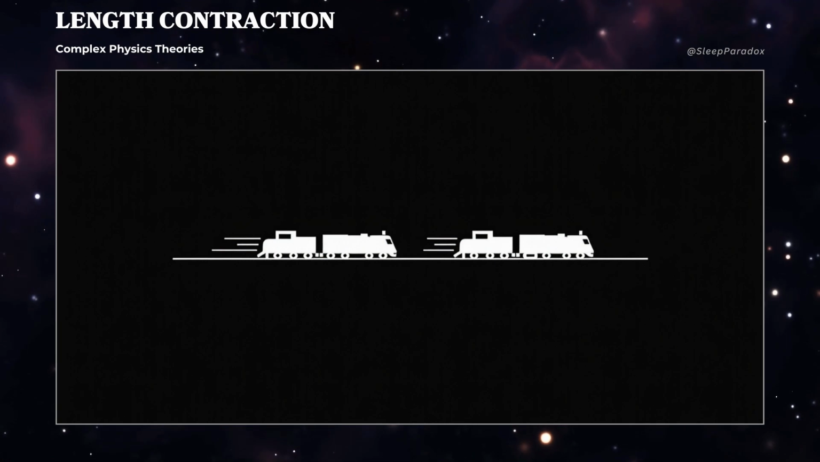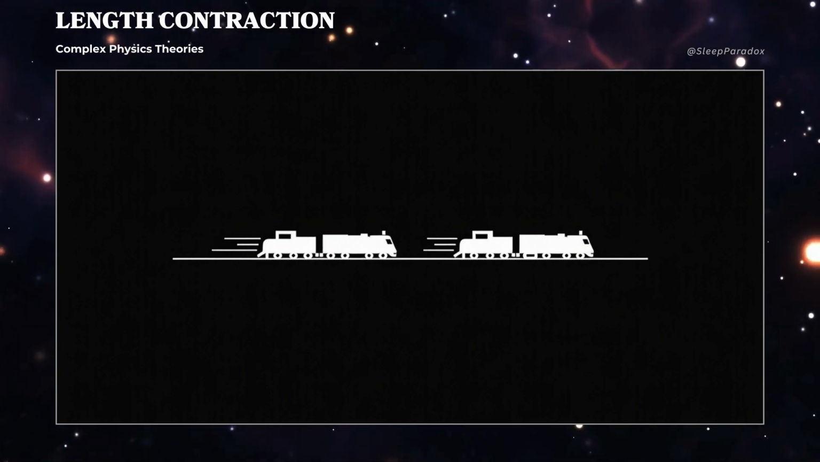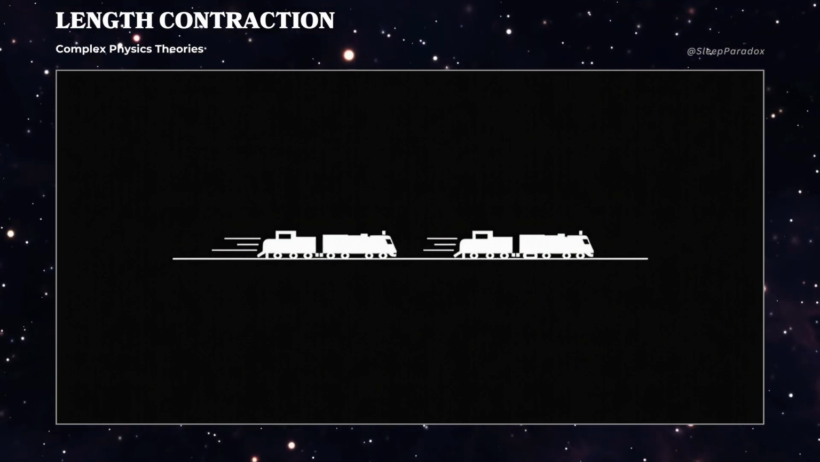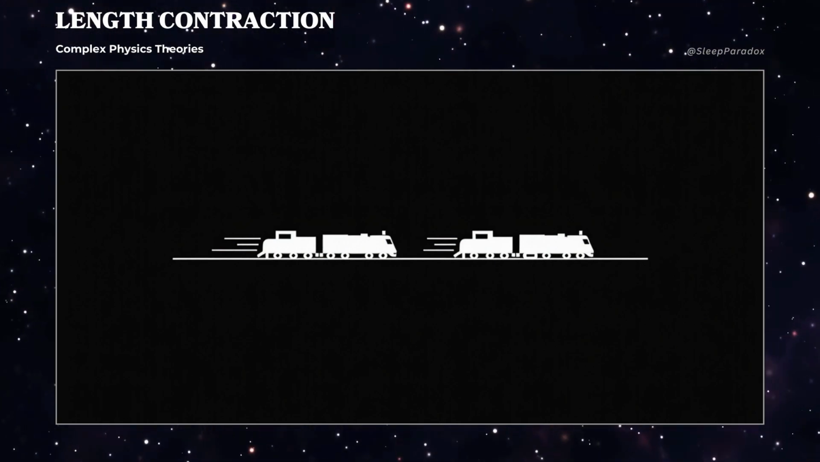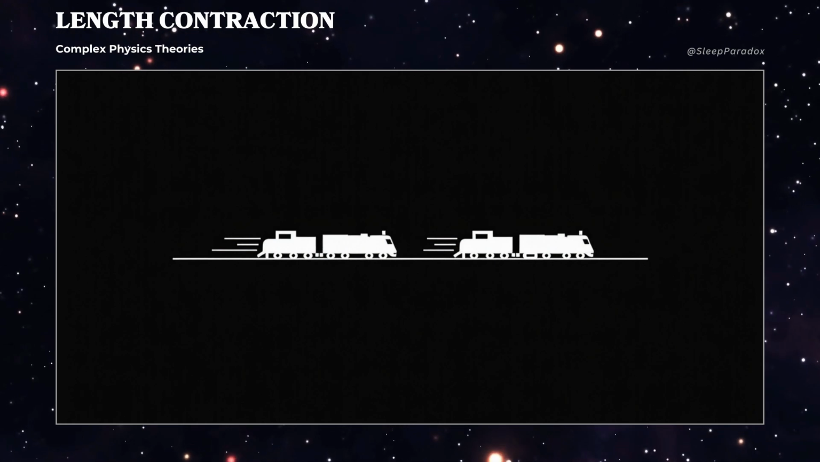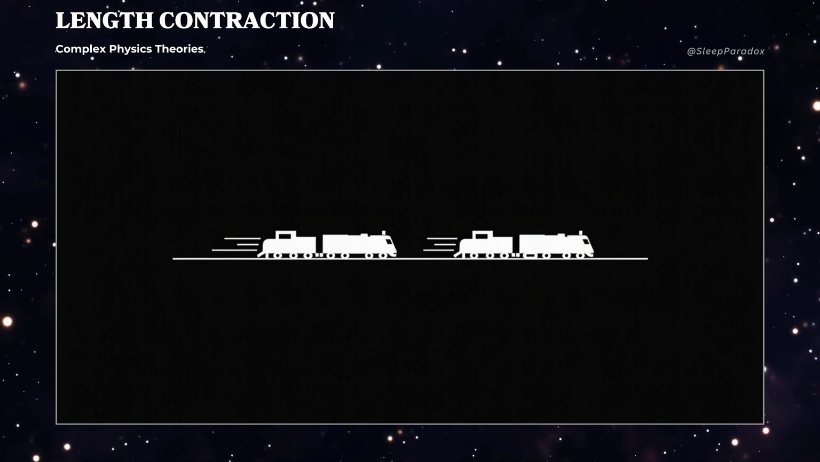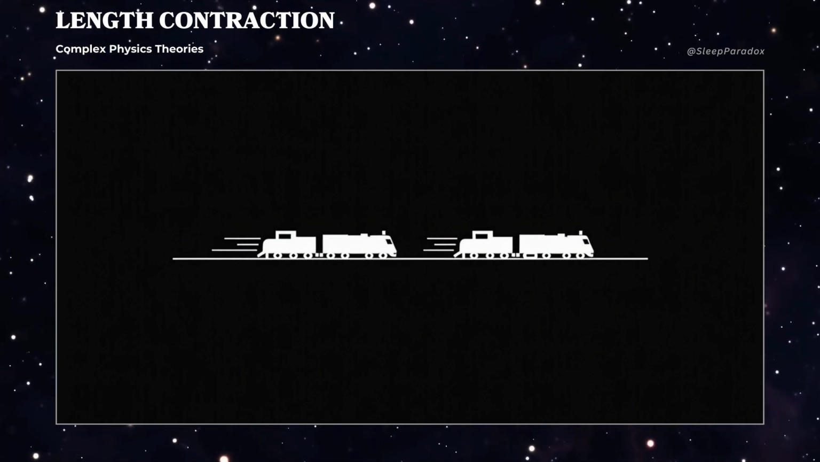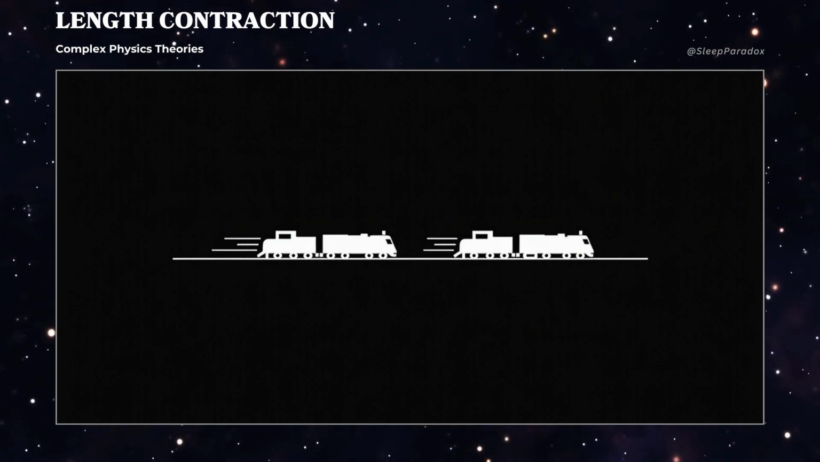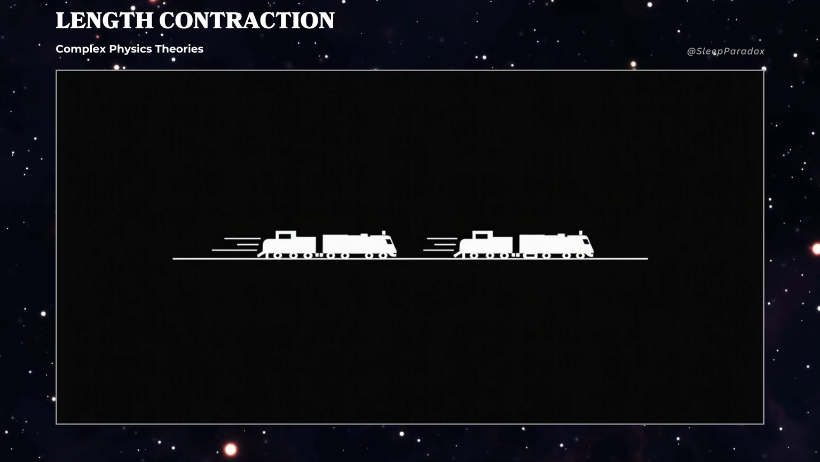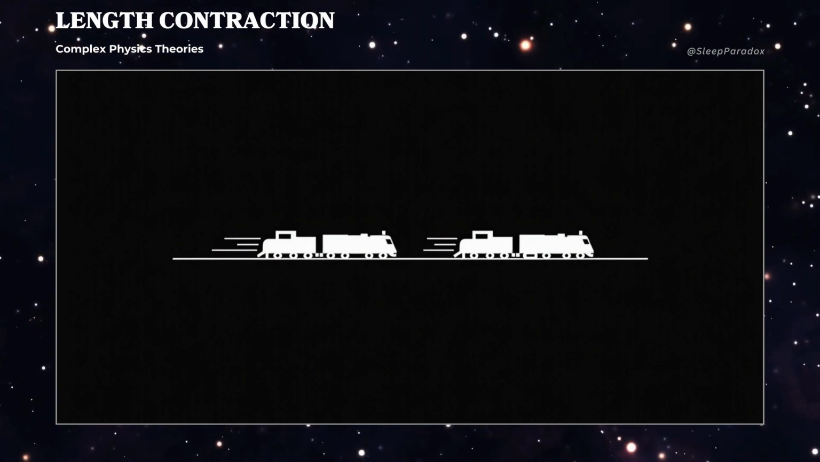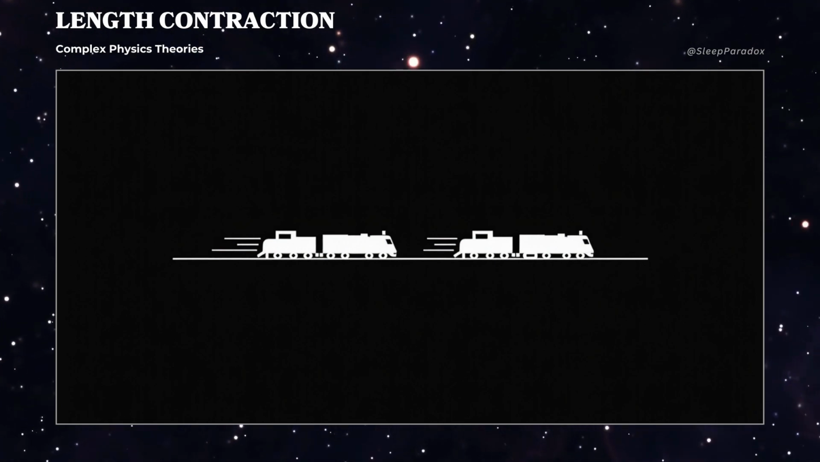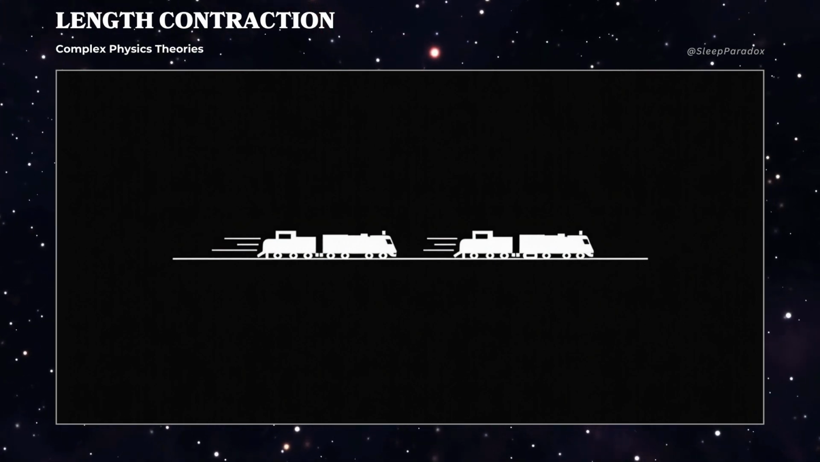Length contraction reveals that space, like time, is not absolute. It depends on how fast you're moving. What one observer measures as a fixed length, another may measure as a shorter one, and both will be right in their own frames of reference. This is not just a mathematical curiosity. It's a fundamental shift in how we understand motion, space, and reality itself. In the realm of high speeds, space and time are flexible, and length contraction is a vivid demonstration of that flexibility.